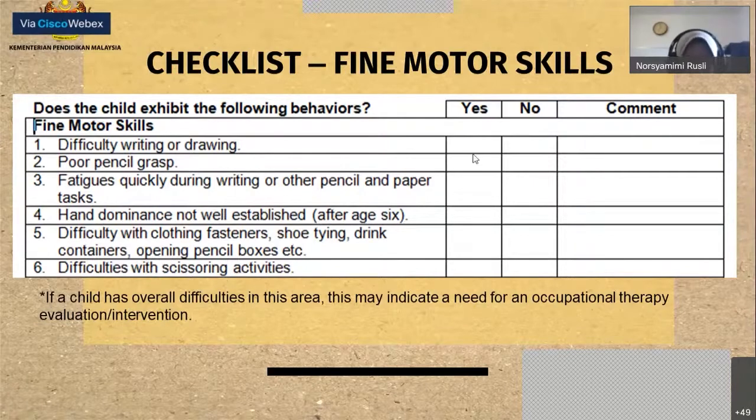If you tick all yes in this box, you might want to refer to an OT. If it is just one box, it just says that your student is having difficulties with fine motor, and you may want to do screening or stimulation activities to enhance his or her fine motor skills.